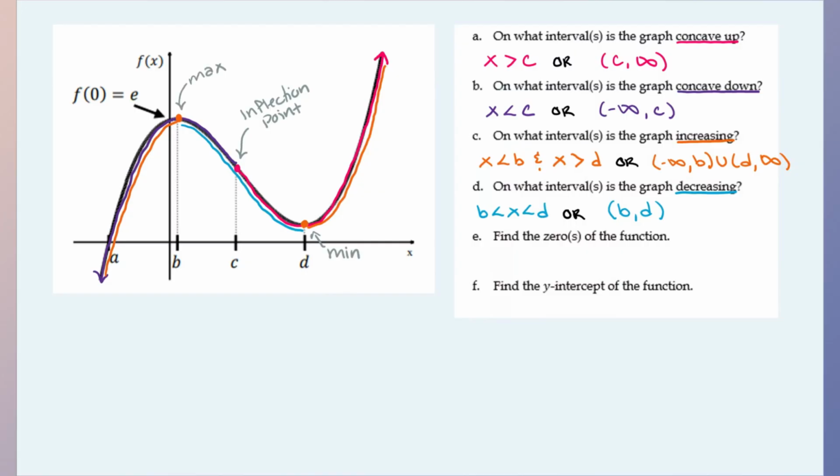For zeros of a function, we are looking for where our graph crosses the x-axis. In this case, we only have the one at x equals a. And then for y-intercepts, we're looking at where our graph crosses the y-axis. We also have the one point at y equals e.